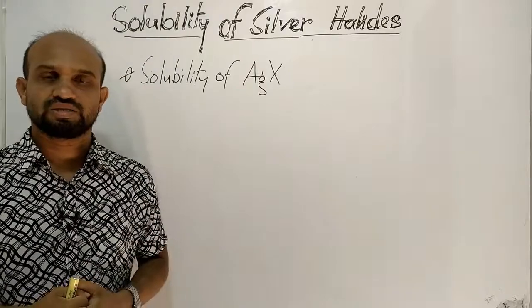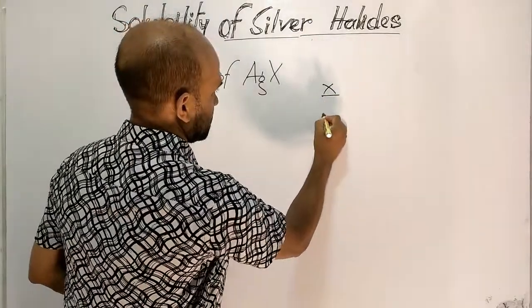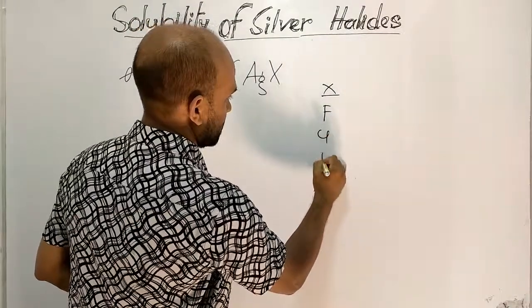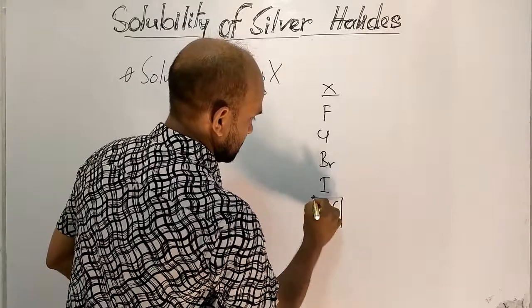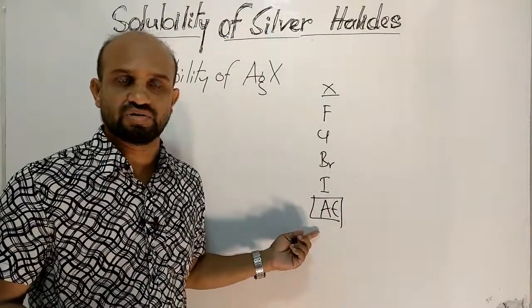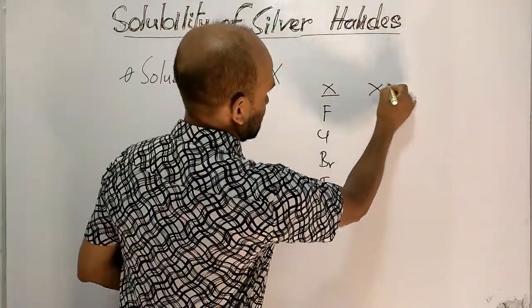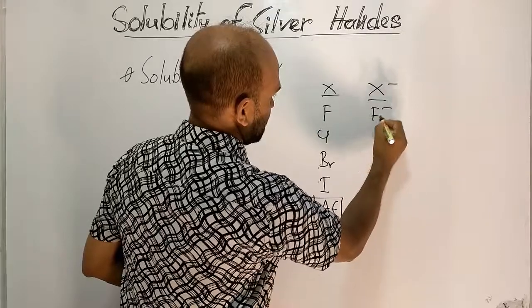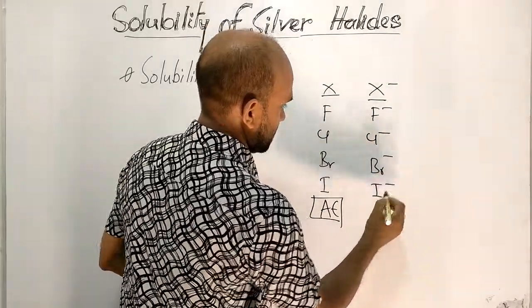Here X is the symbol of halogens. Now let's see the halogens: fluorine, chlorine, bromine, iodine and astatine. Astatine is a radioactive element, so it is kept out of consideration. And the halide ions are fluoride ion, chloride ion, bromide ion and iodide ion.